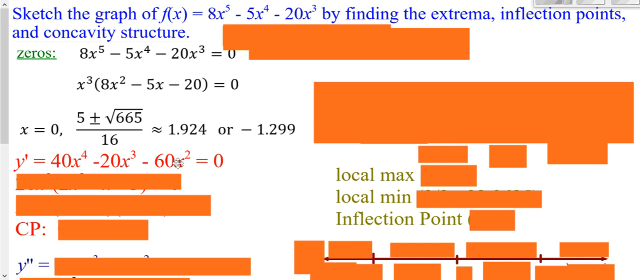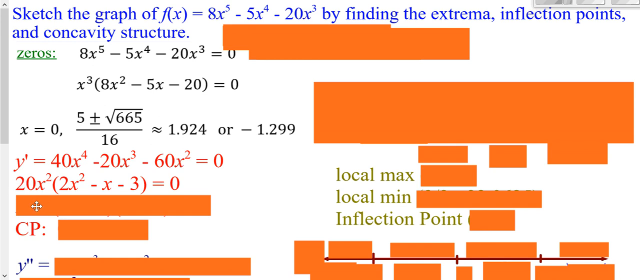But now that it's set equal to 0, we can factor this. We can pull out our common factor of an x squared, and we can pull out a common factor of a 20. So what we have left in the parentheses may factor farther, may not. Being quadratic, if you can't factor it, always use quadratic formula.